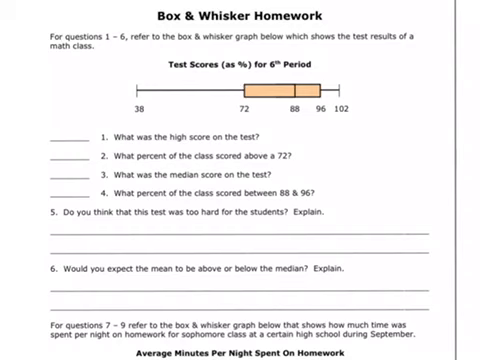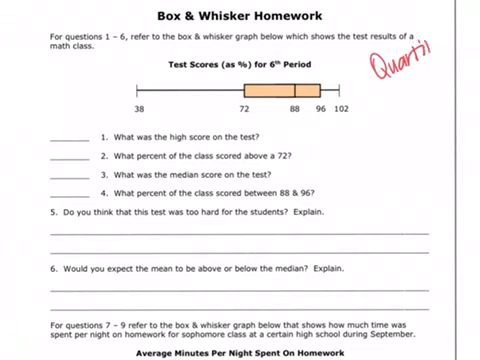We are going to take a look again at box and whisker plots today and specifically talk about how you look at a box and whisker plot and then answer questions about it. Something that's really important for you to understand about a box and whisker plot is that it is broken up into what are called quartiles, and that was a word that you learned last time.